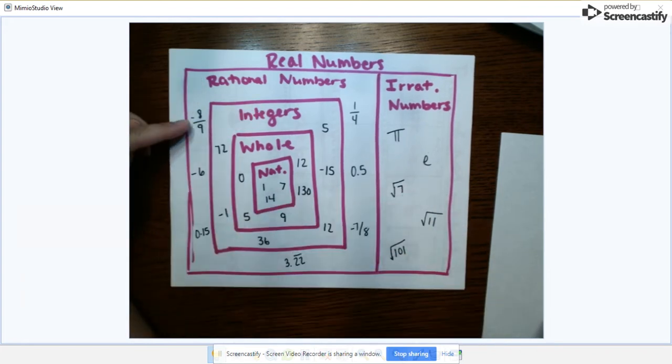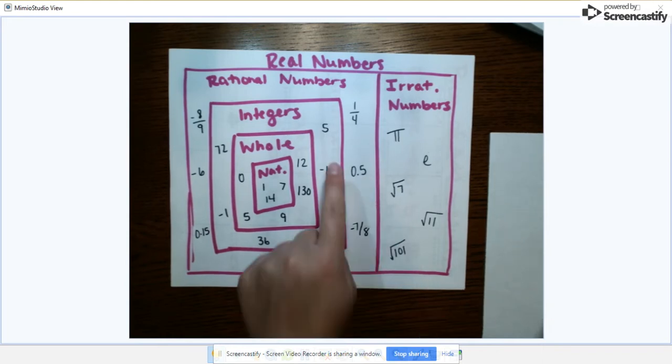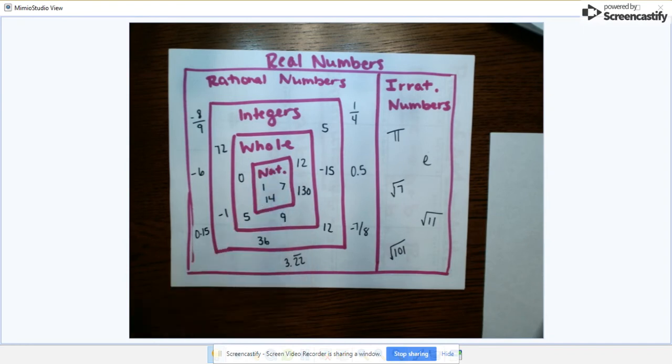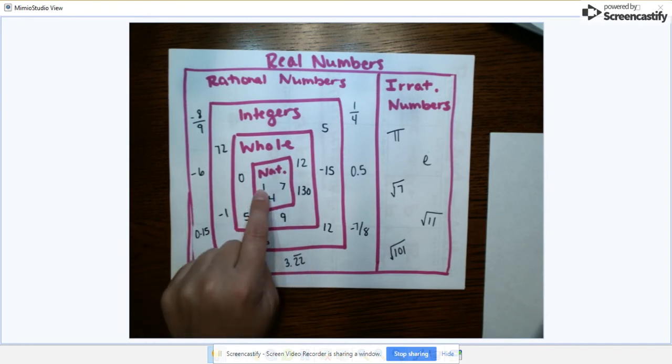Rational numbers can be fractions, they can be positive, they can be negative, they can be decimals, repeating decimals, ending decimals. Then we go to integers. Integers don't have any decimals, but they could be positive or negative. Whole numbers, the smallest whole number is 0, and then we go on up from there. And then natural numbers, your smallest natural number would be 1.